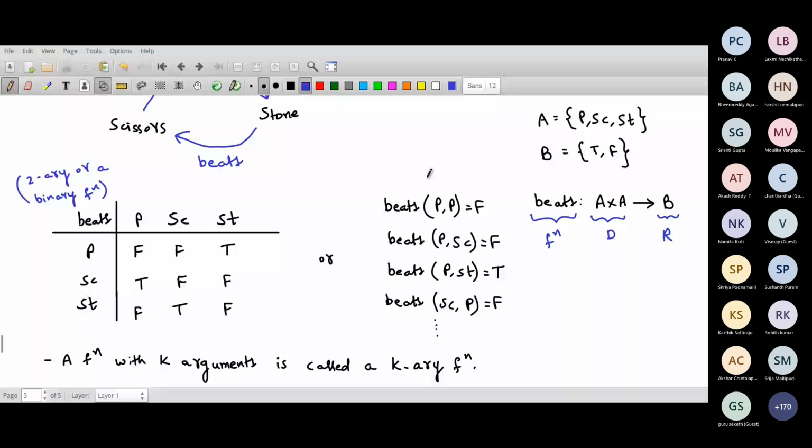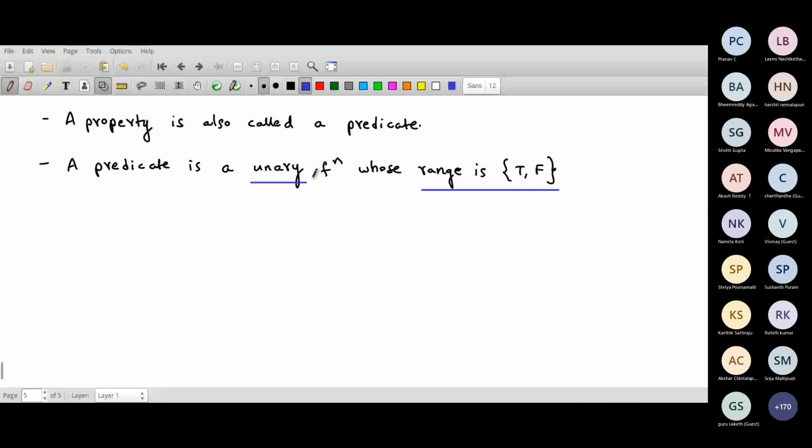One is it should be a unary function. It should take only one argument. Second is it should map to only true or false values, no other value. So a simple example is like say even of x. So this function is a predicate, which tells us whether x is even or not.